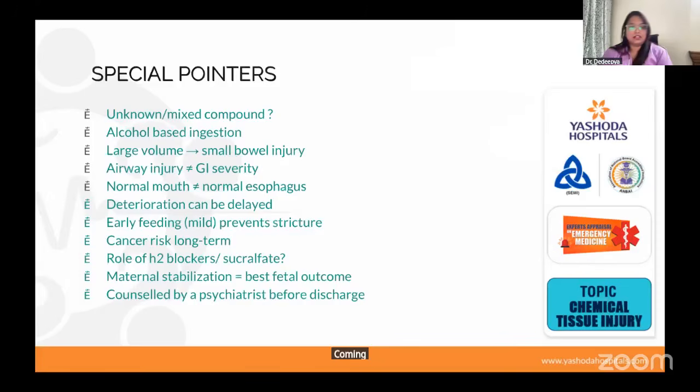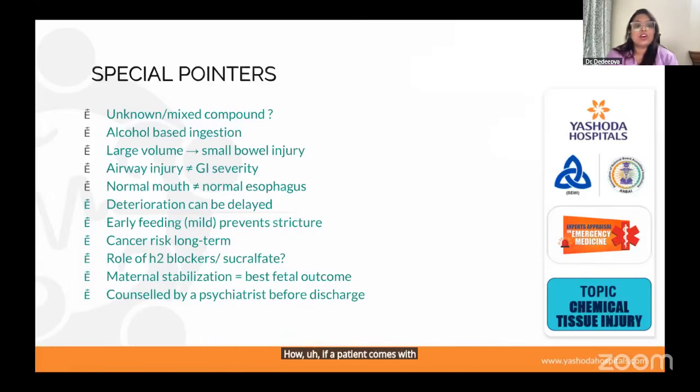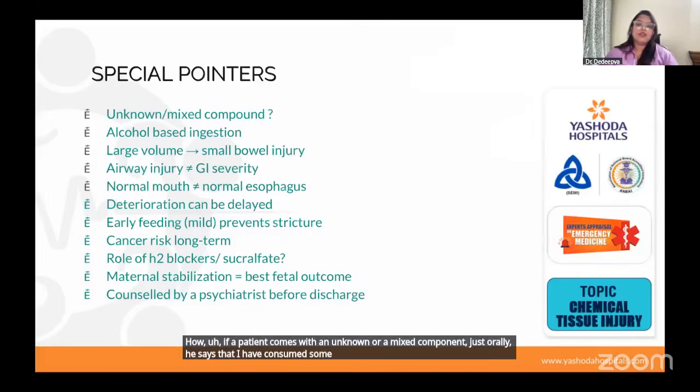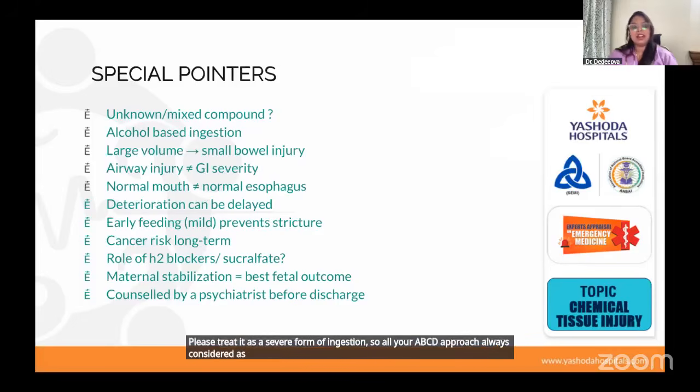Coming to special pointers, so these will be some scenarios. How do we approach it? How if a patient comes with an unknown or a mixed component, just orally he says that I have consumed some floor cleaner or a toilet cleaner, how do we approach it? So this is a very unpredictable pattern. So you always, when there is an unknown or a mixed component, please treat it as a severe form of ingestion. So all your ABCD approach is always considered as severe form until and unless it is proven otherwise. They try to find out what type of liquid it is later.